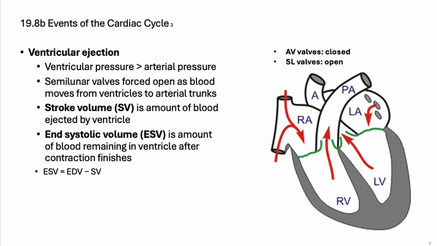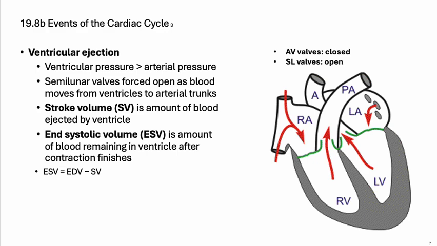Our semilunar valves are open, so blood is now leaving the ventricle. Remember, we had some amount of blood in the ventricle before, called the end diastolic volume. Some amount of blood is leaving, and that amount is called the stroke volume. Stroke volume is simply the amount of blood that leaves one ventricle during one contraction.